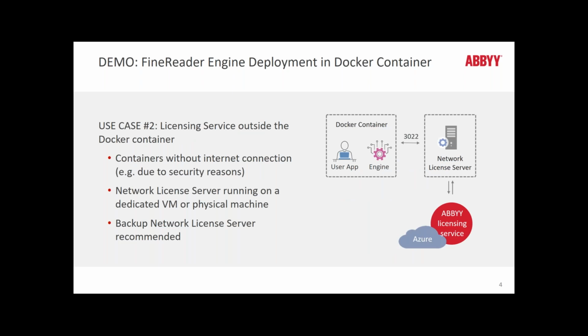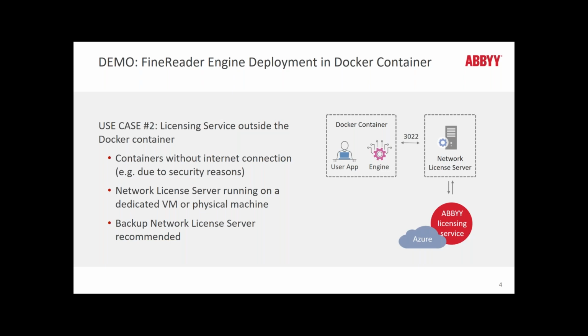Use case number two, let me describe it really quickly and then jump into the live demo. Use case number two will be similar, only that we will install a Docker container only containing the SDK, the FineReader Engine, but we won't install the licensing service. We will point the IP address to the licensing server outside of our Docker container. So I have FineReader Engine and the licensing service installed on my Linux host machine, and we will communicate with the licensing service outside the container.